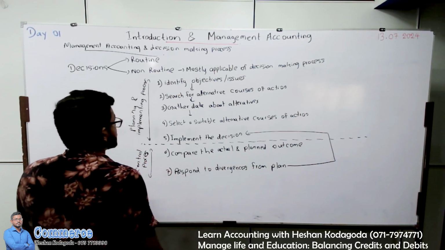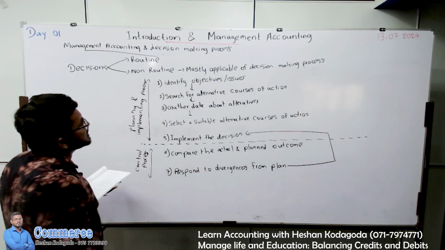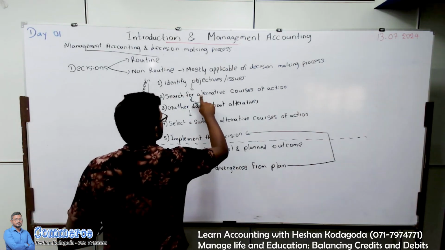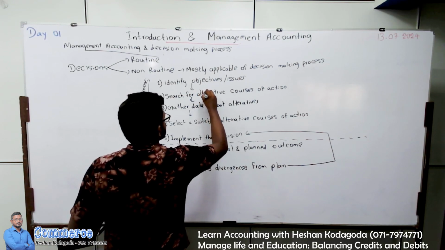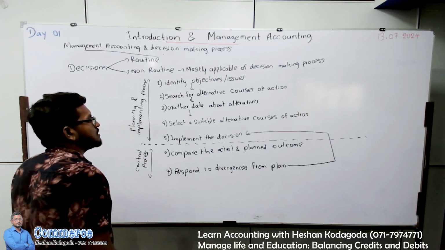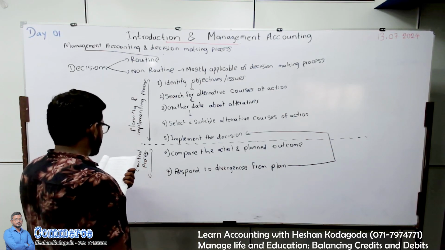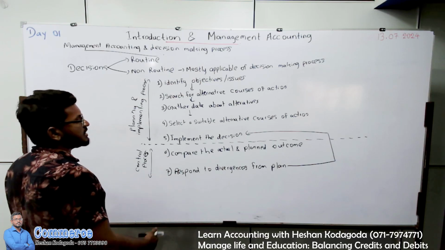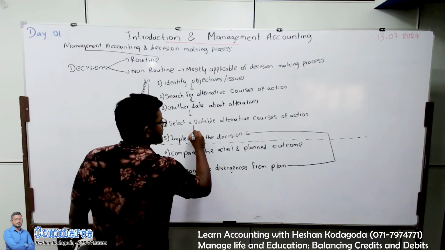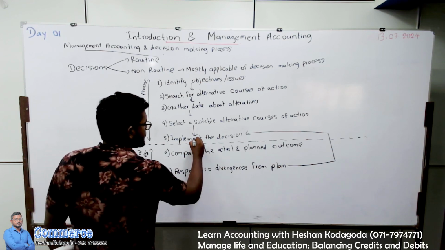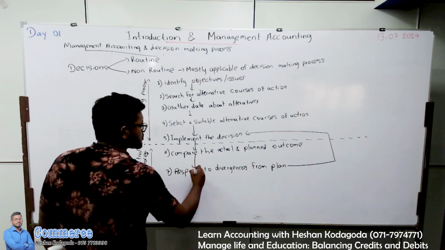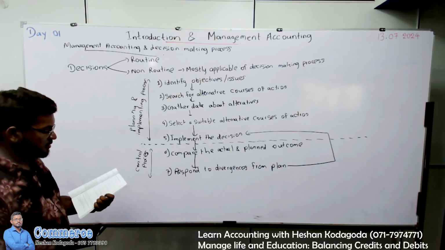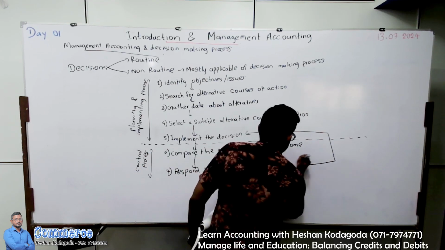Okay. So first of all, we need to identify the objective and issue for our decision making, and then after that we need to search for the alternative courses of action. Then we gather data about the alternatives. Sometimes there can be many. Then select the suitable alternative course of action. Then implement the decision, compare the actual and planned outcome, and respond to the divergences from the plan.